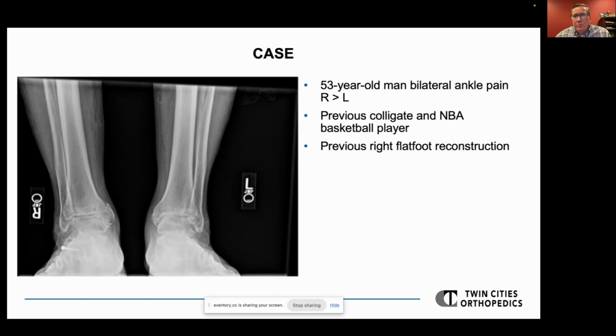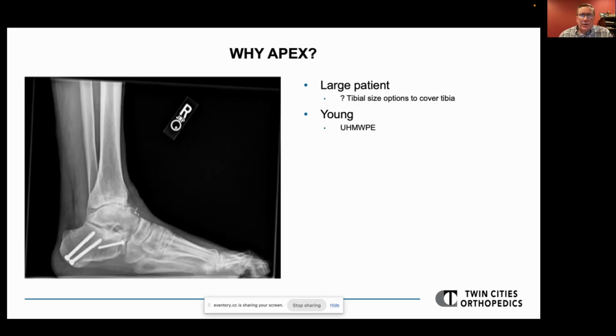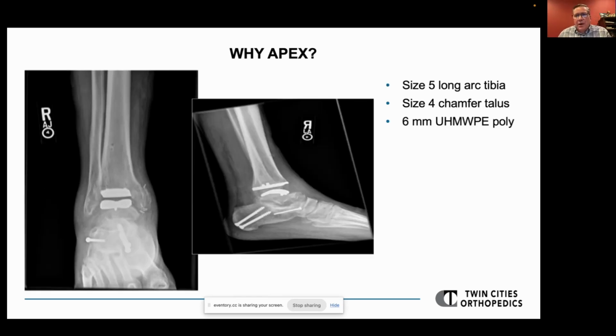He'd had a previous flat foot reconstruction done on the right side, but had symptomatic ankle arthritis on the right. So my concerns, why think about the Apex for him? He was a big guy, certainly a young man as well. So I wanted to minimize the amount of bone resection I was doing. I wanted to make sure I had polyethylene that was going to have good wear resistance, because hopefully he's going to be using this for a long time. And I wanted to make sure I had sizing options to get good coverage, because again, he's a big man. So I chose an Apex for him.